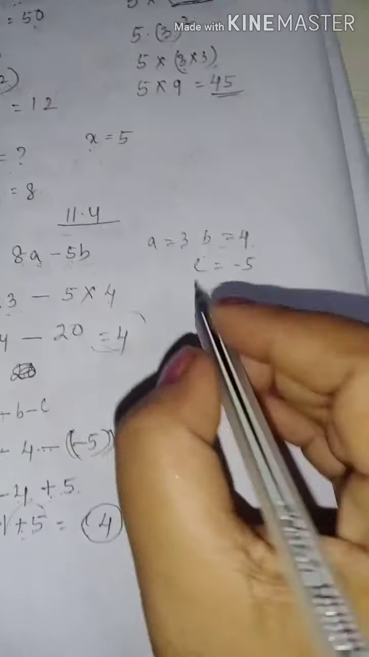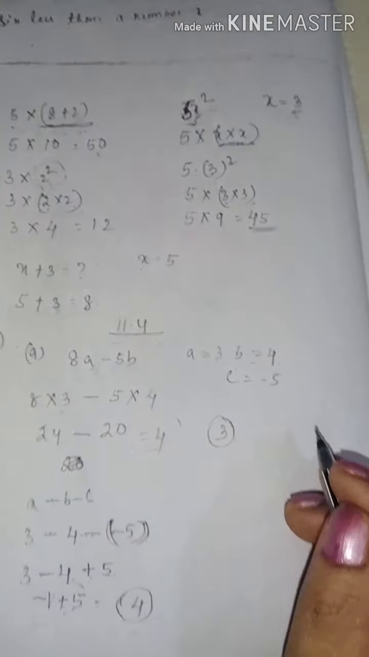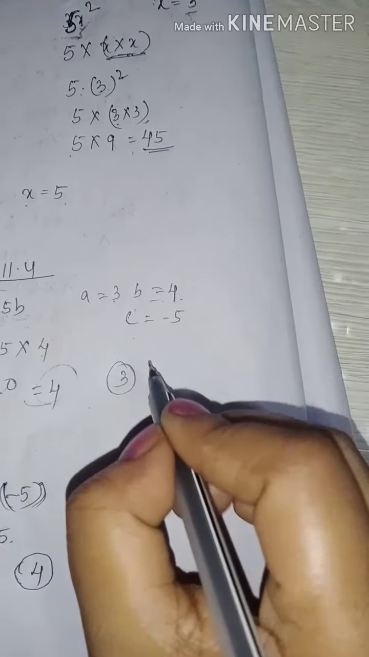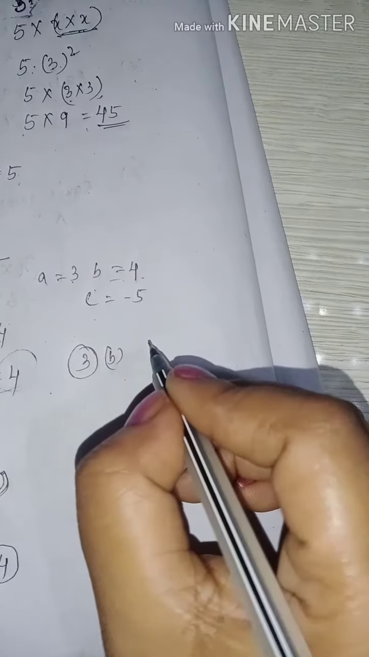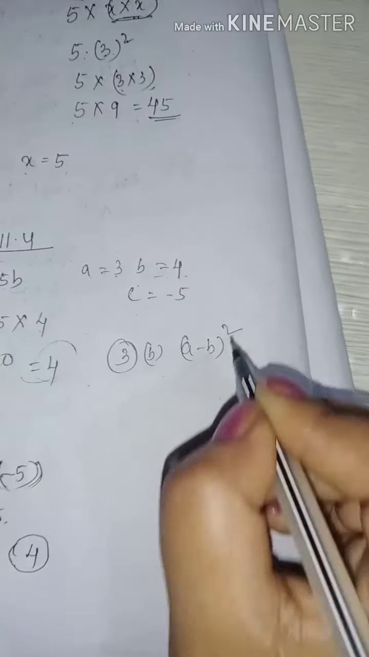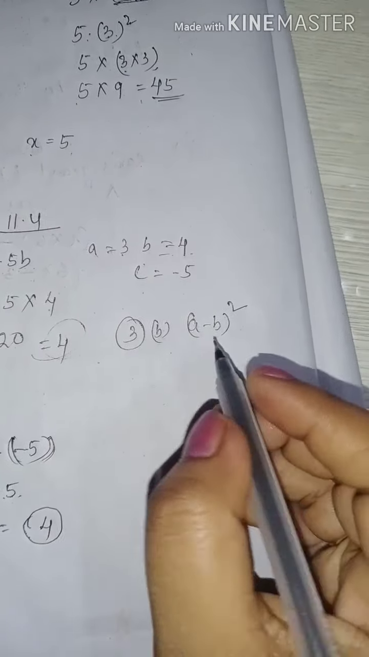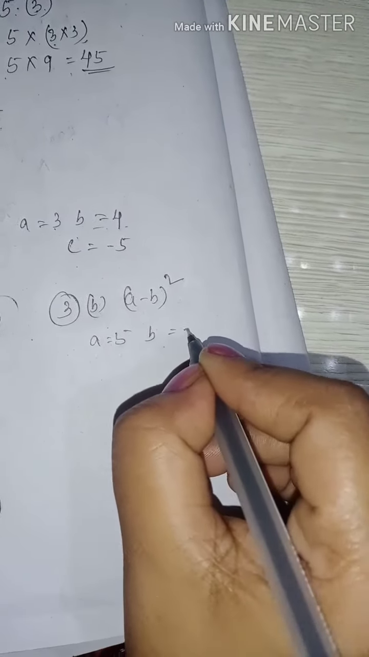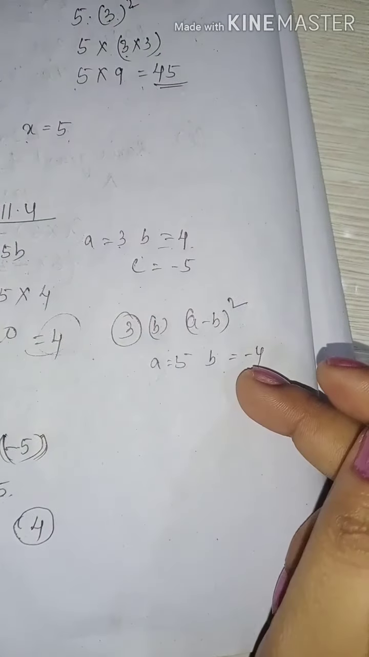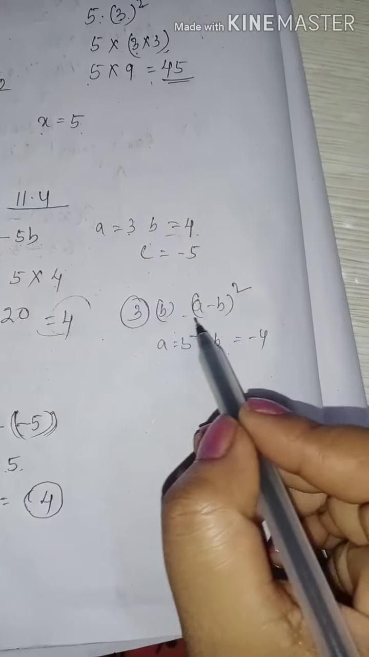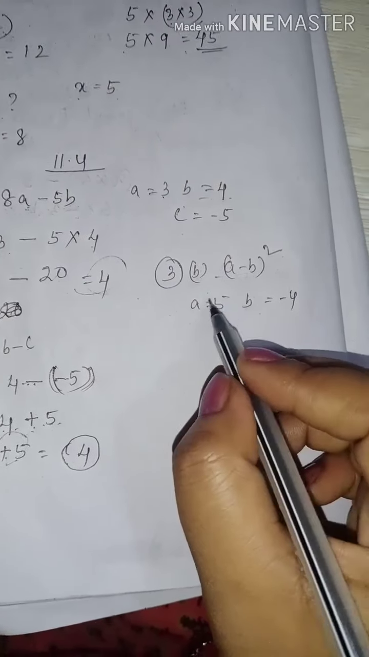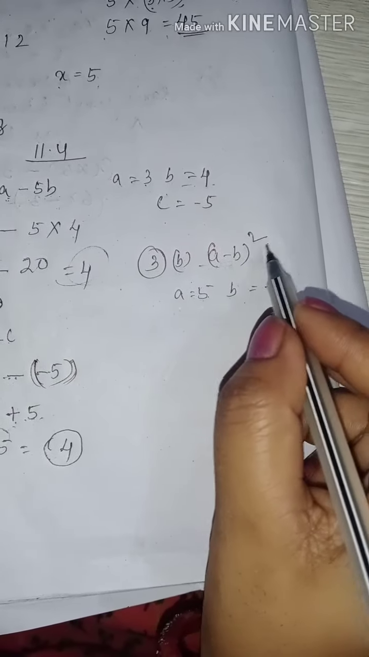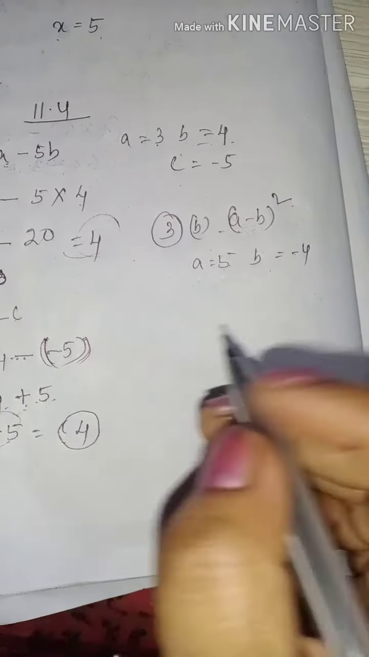See question number 3. There is a different type of question, and the others can be easy for you. But see question number 3, part b. It is given a minus b whole square. The value of a is given 5 and b is equal to minus 4. It is asking a minus b whole square. But if you simply put a equal to 5 and b equal to 4, then the answer may not come out right.